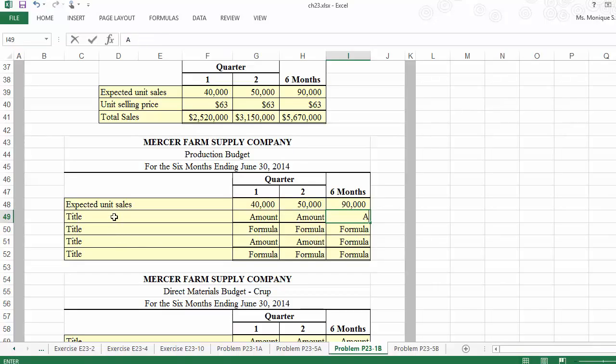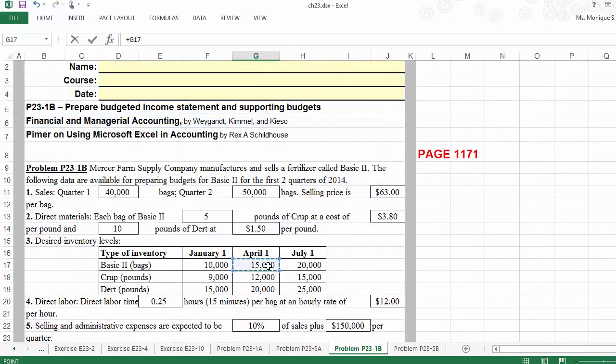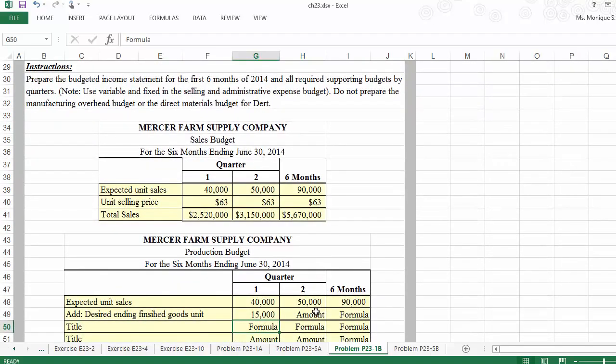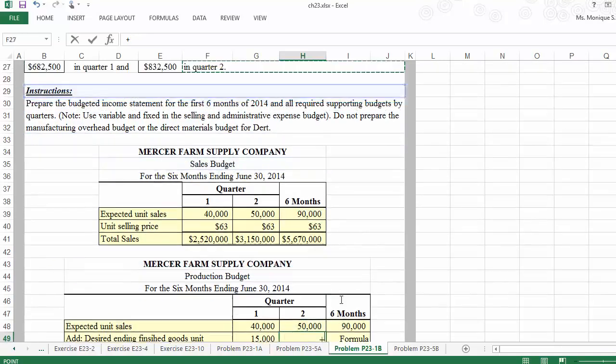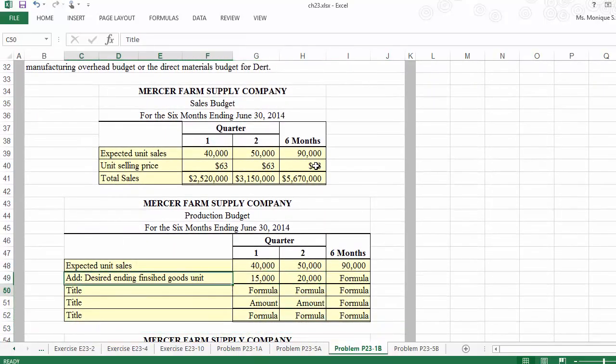Then we are going to add the desired, where did I put it? Oh, undo, Control Z. So add the desired ending finished goods units. That would be at the end of quarter 1, so that would be the beginning of quarter 2. So that amount would actually be the 15,000. So I'm going to reference the 15,000. For quarter 2, the ending would be the beginning for quarter 3, so I'm going to reference the 20,000 July 1st date. And those are my ending inventories.